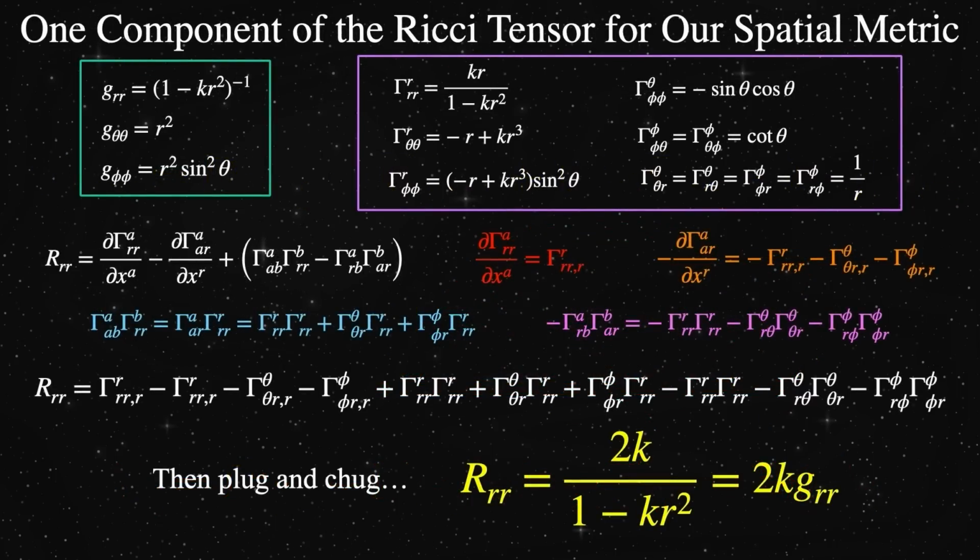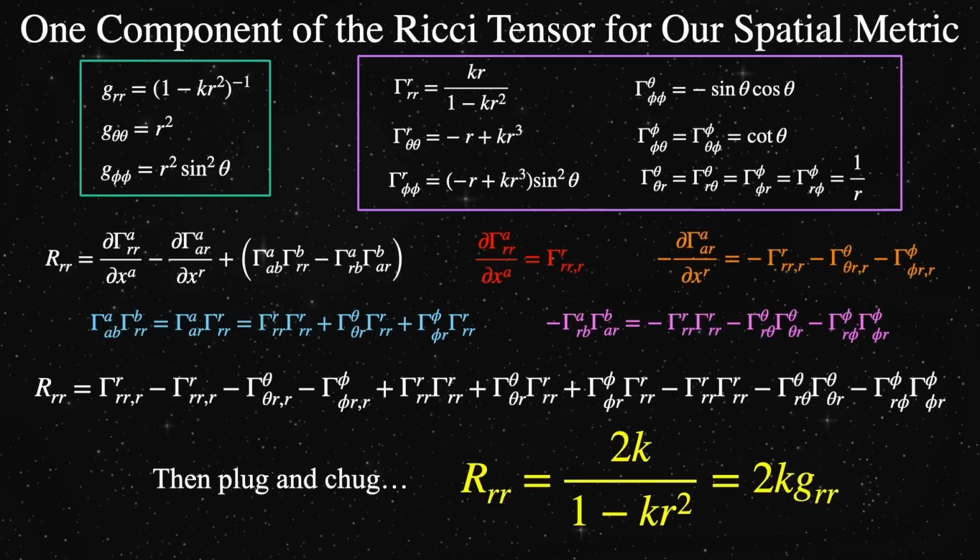To help understand why the Ricci tensor is so important, let's calculate just one component of that tensor. We have our tools across the top. Up in the upper left-hand corner, inside the green box, are the 3 components of our metric, and in the upper right-hand corner in the purple box are all the Christoffel symbols associated with that metric. And what are we going to calculate?